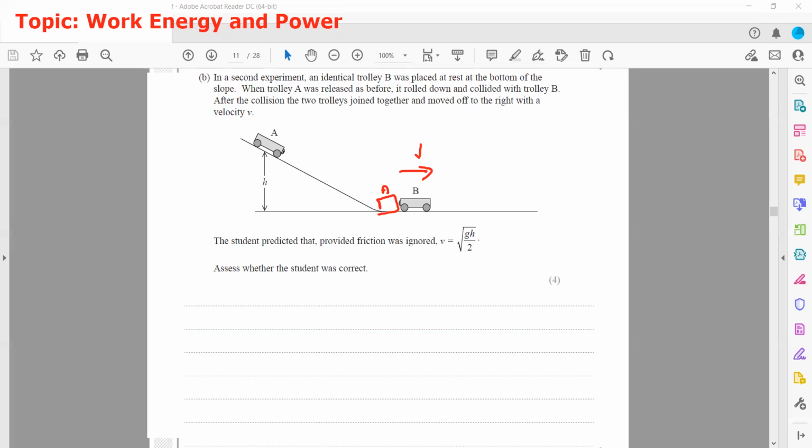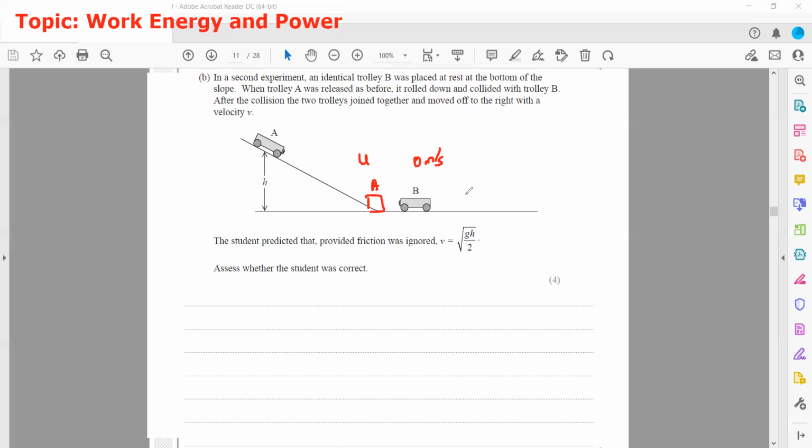So how can we represent the first part? Because when two objects are colliding with each other, we can use the conservation of momentum. For example, when this trolley A rolls down before it collides with B, at this point trolley A has a velocity u, and trolley B is stationary in the beginning.